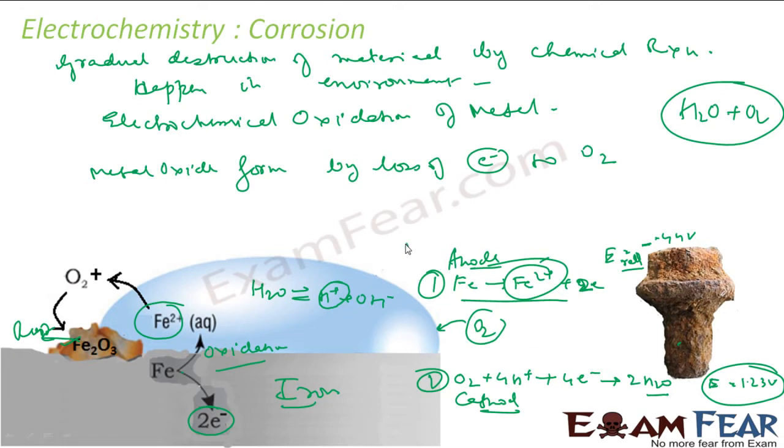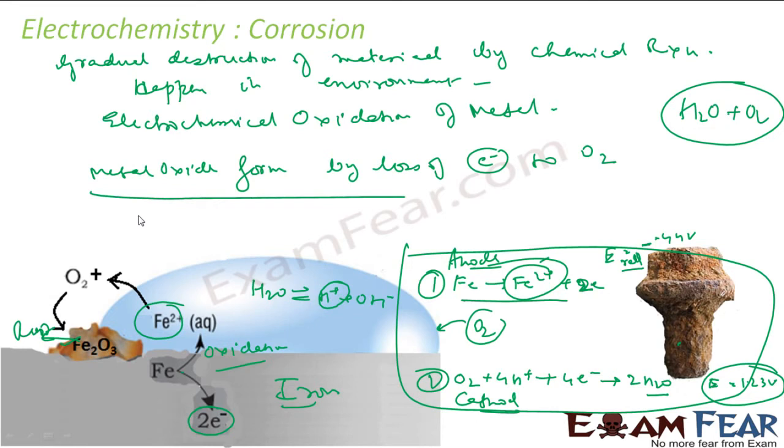Correct? So if you want to find the overall reaction from these two reactions, let me write here. If you join the reactions, what you get is iron reacting with oxygen, O2, and 4H+. The electrons cancel on both sides, and it gives Fe2+ and water.